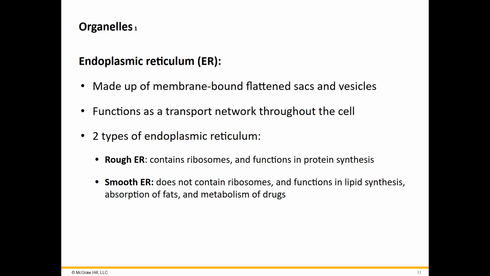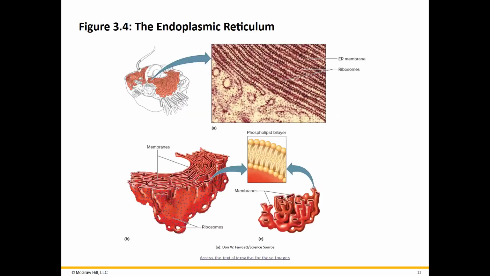The smooth portion does not have ribosomes. It's more involved with lipid synthesis. So it builds fats, it absorbs fats, it metabolizes drugs. I want you to mostly know it has more to do with fats. So this is the production center. The endoplasmic reticulum produces proteins in the rough portion, which has ribosomes, and has functions related to fat synthesis and absorption in the smooth portion, which has no ribosomes.